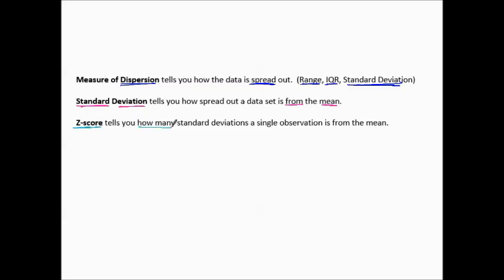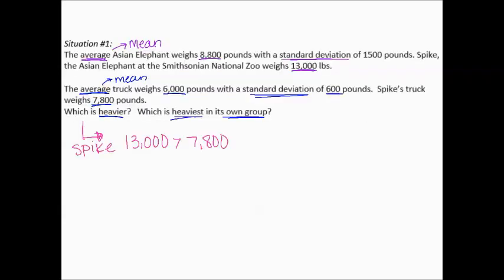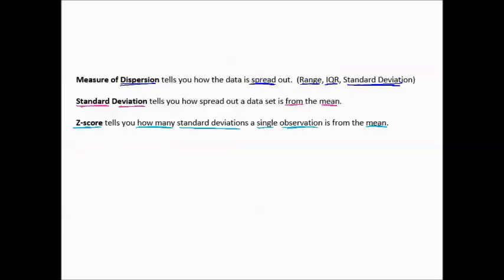A z-score tells us how many standard deviations a single observation is from the mean. A single observation, so looking at one specific thing, just like in our situation number one, where we had all the Asian elephants, we had the average, and then we had one specific one, Spike. We had all the average trucks, and we have one specific one, Spike's truck. So that's that specific observation.